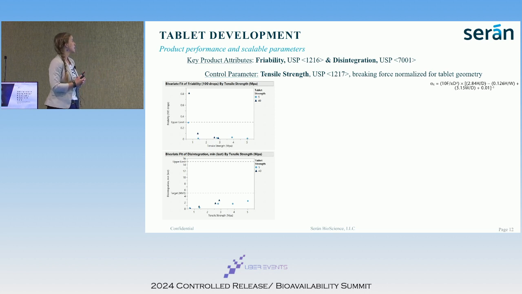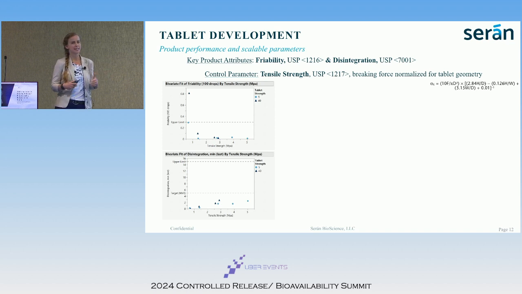What we can see here, and this is not unexpected, is that as you increase tensile strength, your friability goes down. And lower friability is better. At the same time, when we increase our tensile strength, disintegration goes up. For an immediate release product, faster disintegration, so lower disintegration times, is preferred.